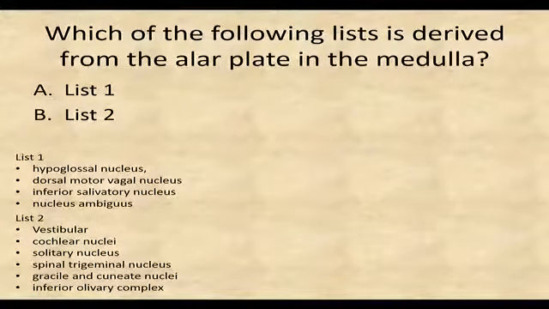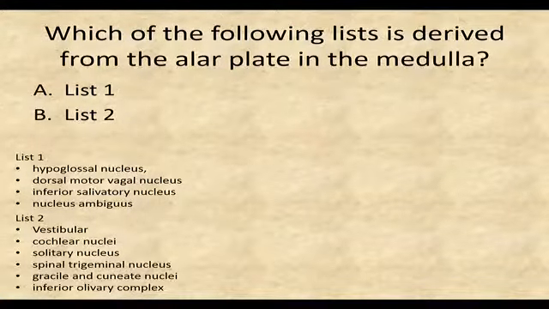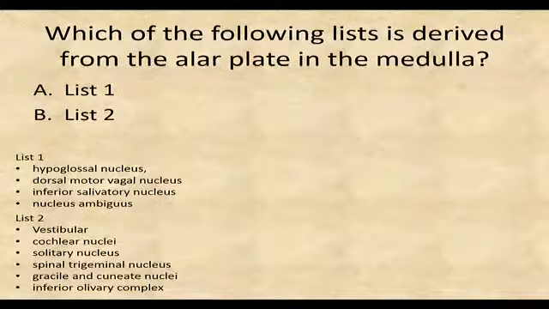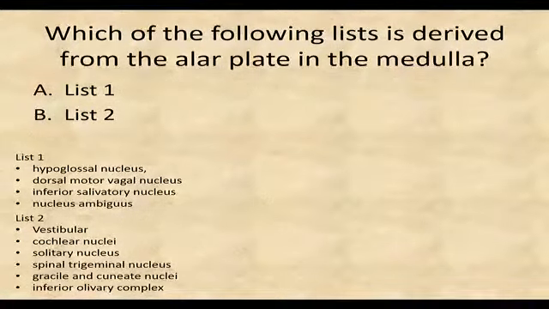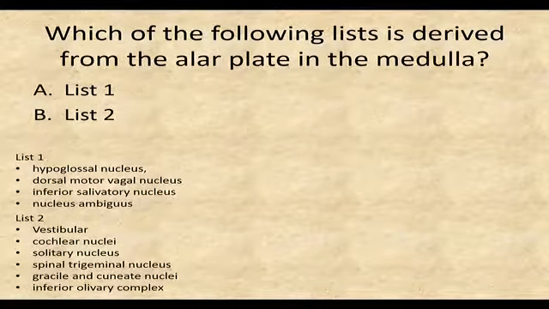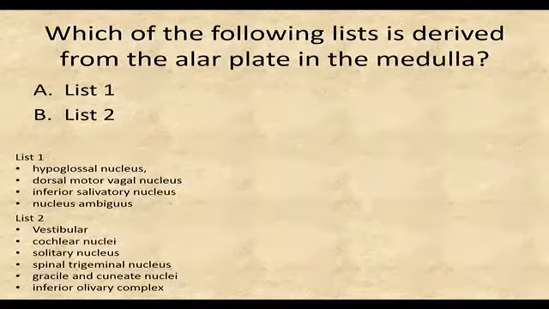So you already know this information, but let's ask it in a different way. Which of the following lists is derived from the alar plate and the medulla? You don't know what all these nuclei are, but you can still tell me the right answer because you know some of them. Is it list 1 or is it list 2? Make a guess then. 5, 4, 3, 2, 1.